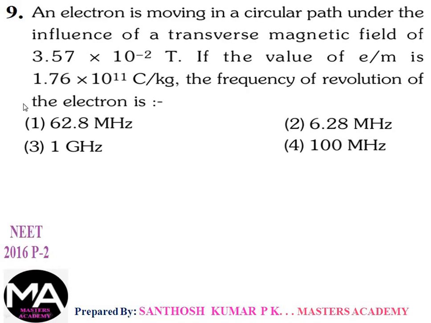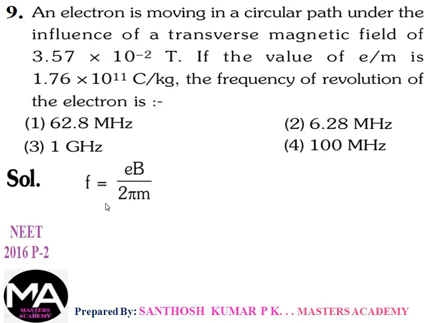Next problem. An electron is moving in a circular path under the influence of a transverse magnetic field of 3.7 into 10 raised to minus 2 Tesla. If the value of e by m is 1.76 into 10 to the power of 11 Coulomb per kg, the frequency of revolution of electron is, 4 options are given and it is also from NEET 2016 phase 2.